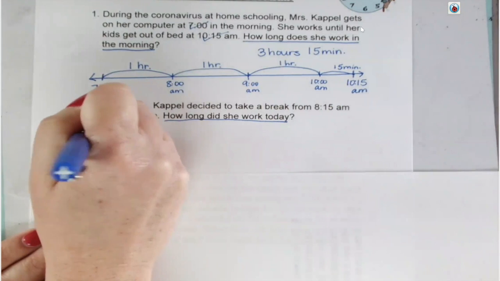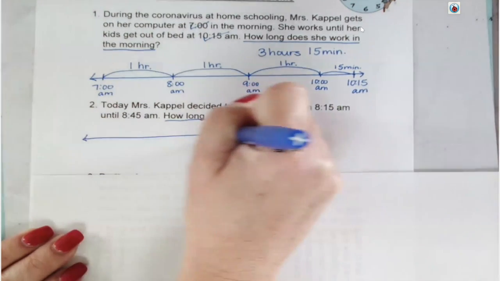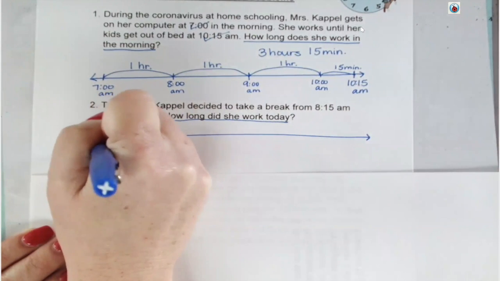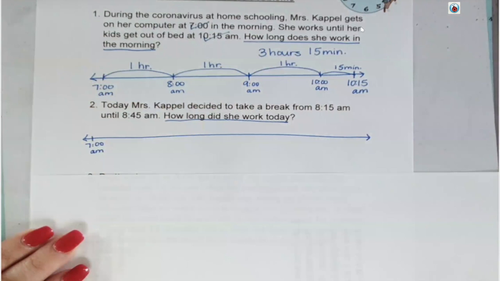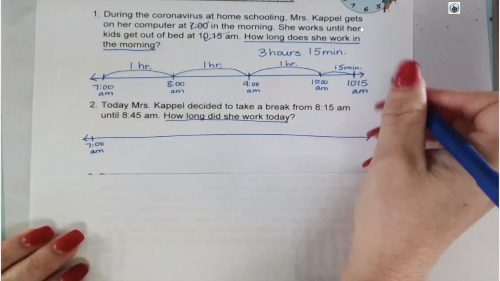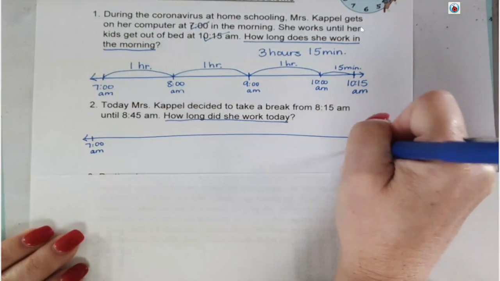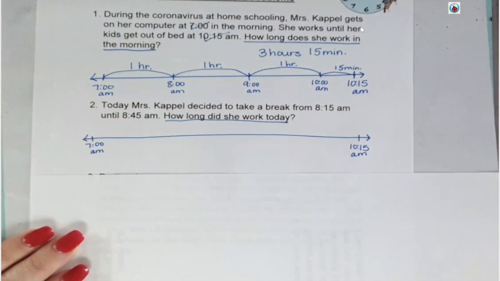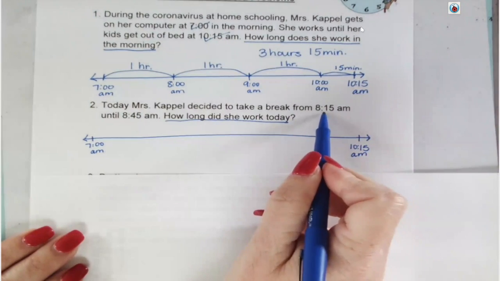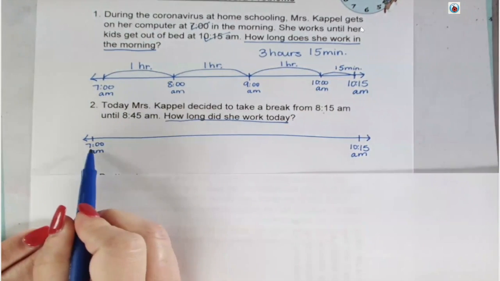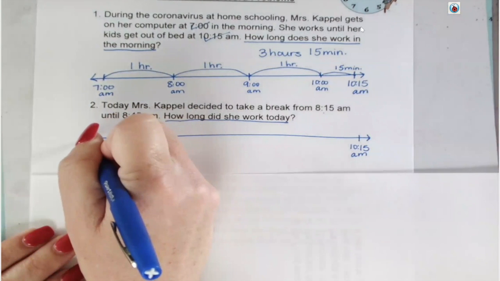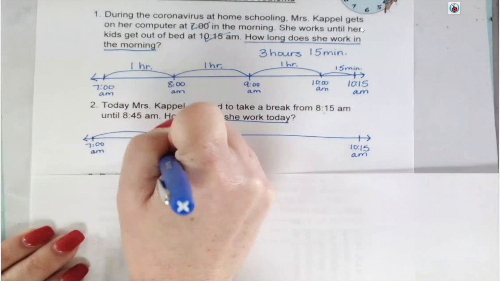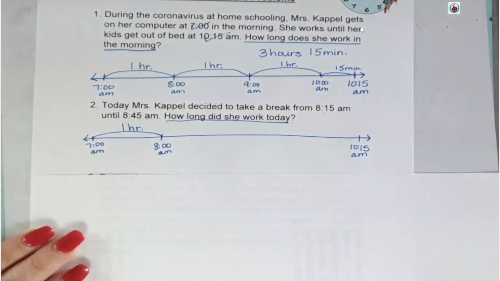So I'm also going to go ahead and draw my number line here. And I know that her starting time was 7 o'clock in the morning. So I'm going to put that starting time back here again. And I know that our ending time is still 10:15 in the morning. So I know that she still ends at that time. So now I know that I have to put this break in here from 8:15 to 8:45. Well, I know I can still jump from 7 o'clock to 8 o'clock. So I'm still going to do that jump here. And I know that that is still 1 hour.